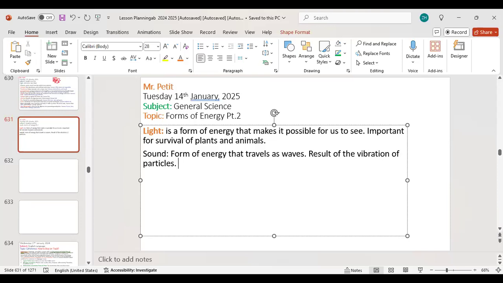Well, we have sound when objects vibrate. That creates sound waves, and as the sound waves travel, we're able to detect it because we have mechanisms inside our bodies that make it possible for us to detect and understand sound. So we have light energy, we have sound energy.